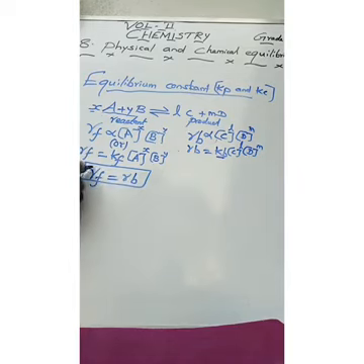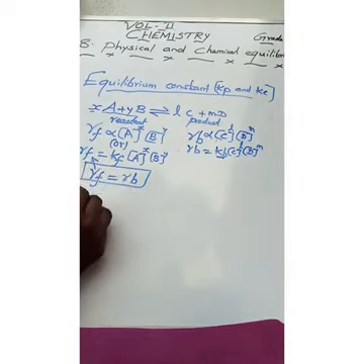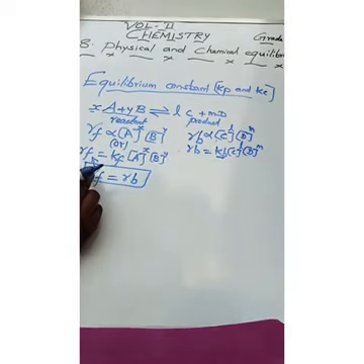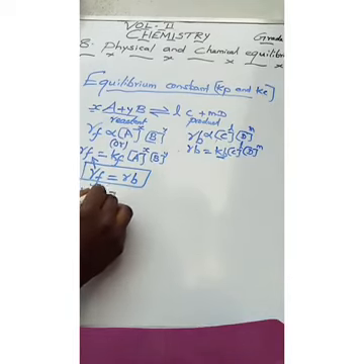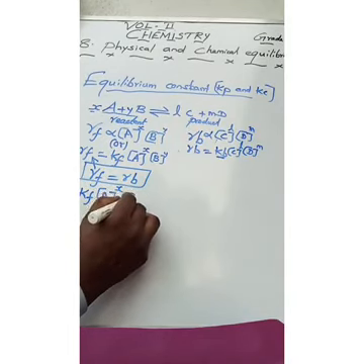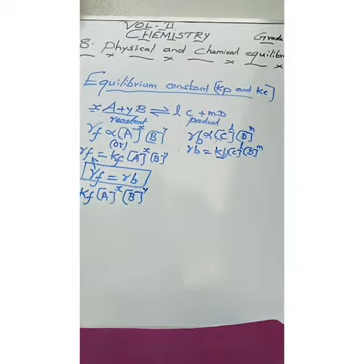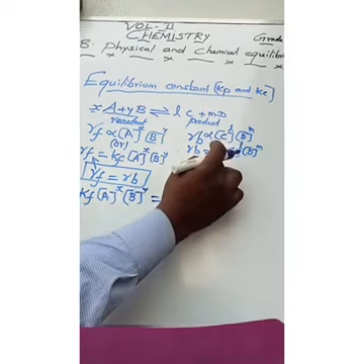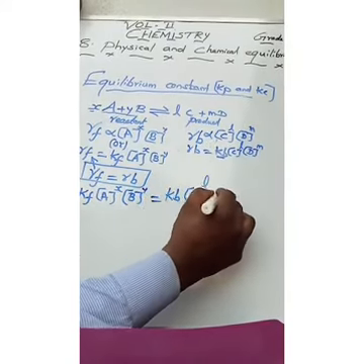So the rate of the forward reaction RF is equal to the rate of the backward reaction RB. Am I right? So we write KF, the proportionality constant, times the active mass of A power X, active mass of B power Y, that is equal to the proportionality constant KB times the active mass of C power L, active mass of D power M.